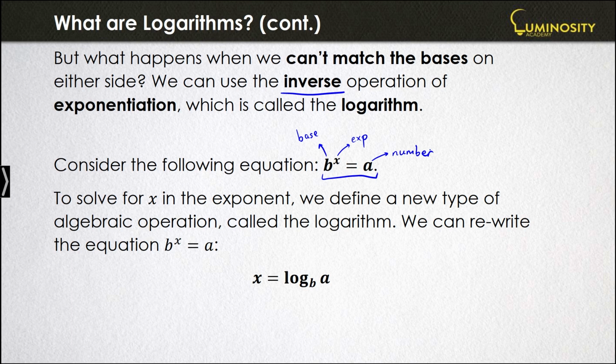We can rewrite the equation b to the x equals a as follows. We will call x a very special type of number. We will call it the logarithm with base b of that number a. So this b was your base, a was the number that you were solving in the original equation here, and x will give you that exponent number that will satisfy this equation.